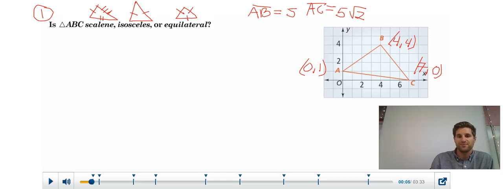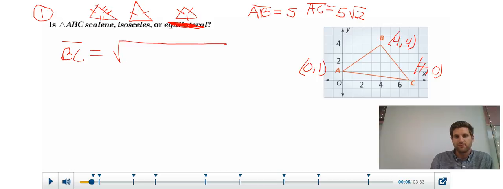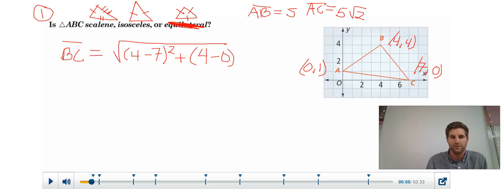Let's take a look at our last one. This is BC. If this is congruent, then we're going to have isosceles, and that's what we get. So we know it's not equilateral anymore. Okay, so it could be isosceles or scaling. So we're going to go BC, and this is going to be the square root of, and I'm going to go B to C, so 4 minus 7 squared plus, and this is going to be 4 minus 0. As long as we keep it in the same order, it's going to be fine.